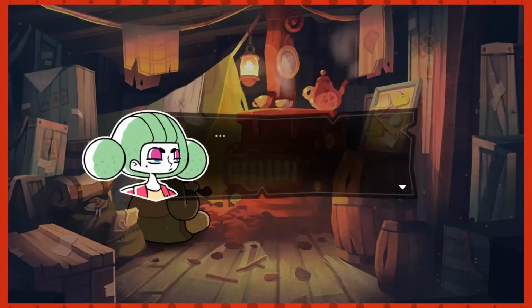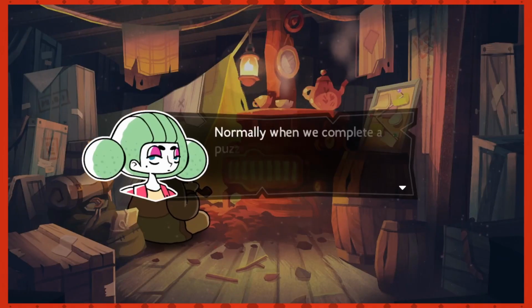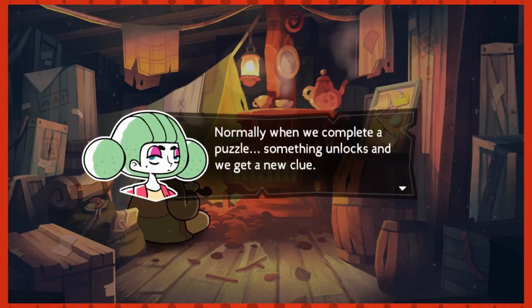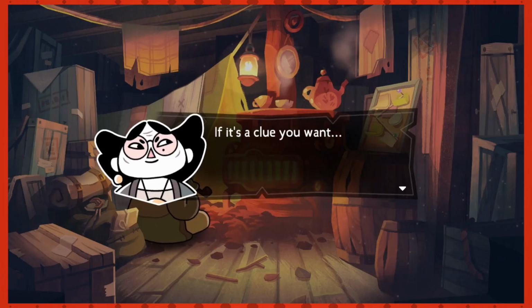Nice. Fuck me. What were you expecting? Normally, when we complete a puzzle, something unlocks and we get a new clue. Yeah, video game logic. We've been conditioned to expect it. Thank you! That's half my issue with the puzzle! If it's a clue you want, take a look on the back of the pinboard.